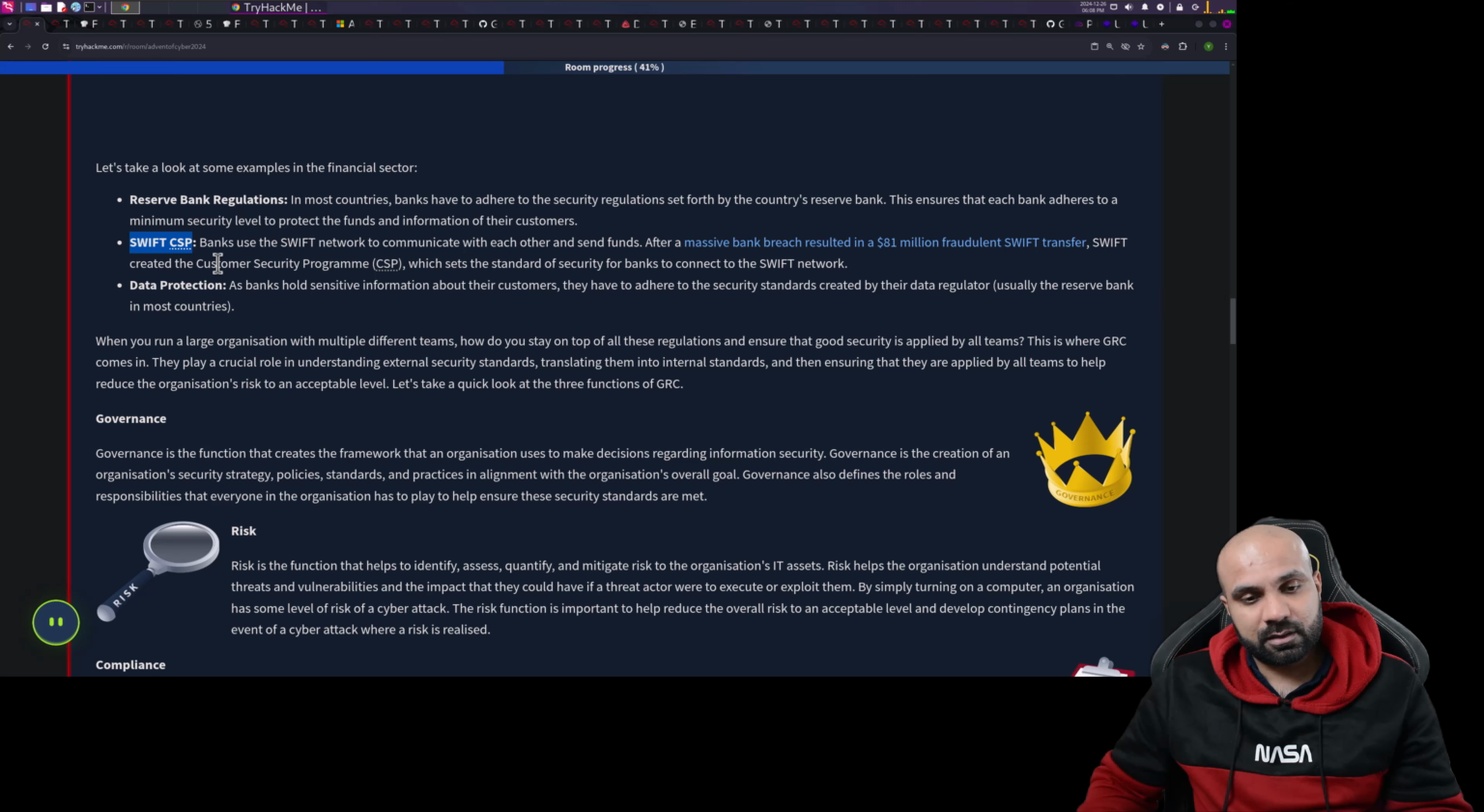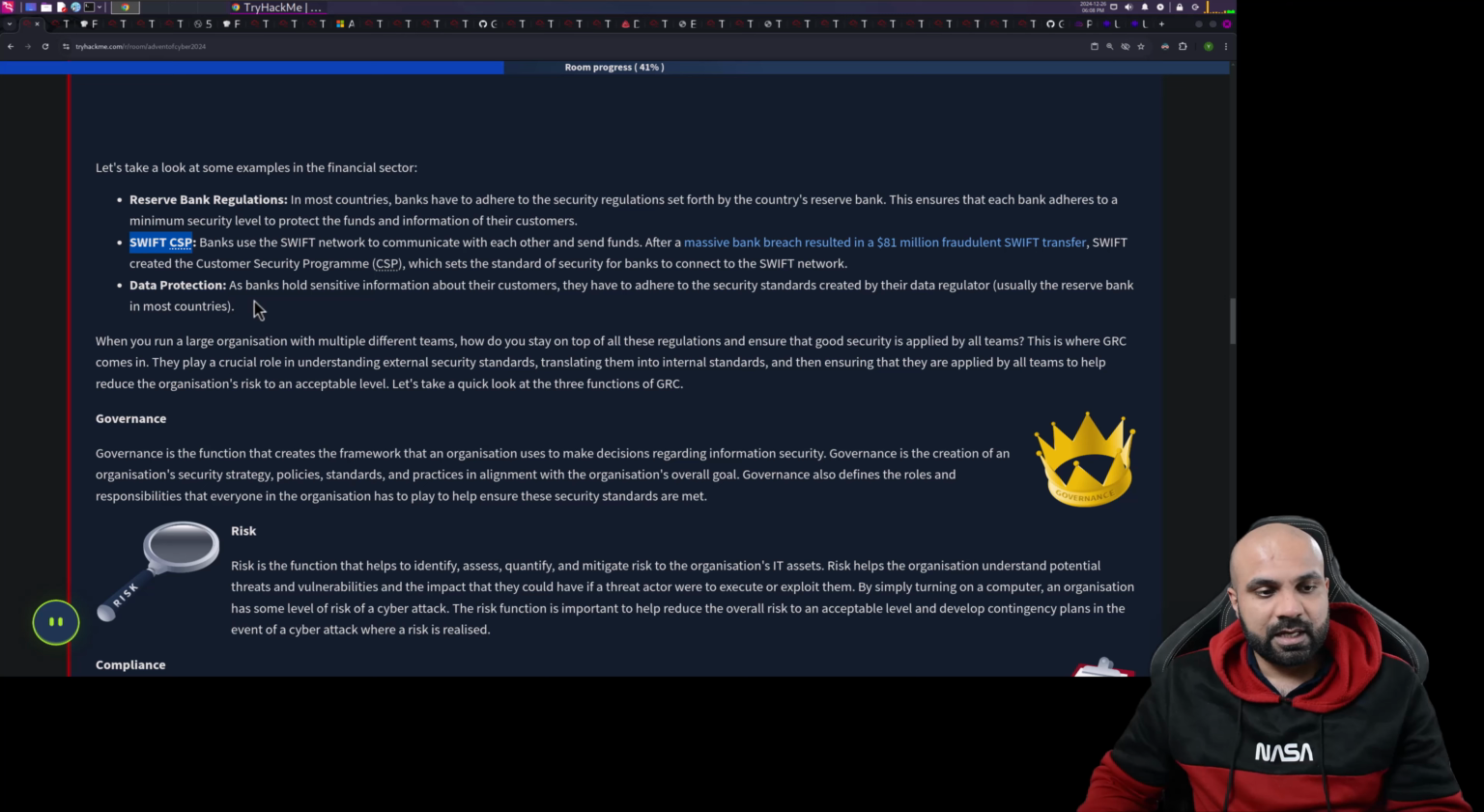Okay, so we have SWIFT CSP, and now we know that BRICS, which are 5 countries, are trying to create their own network to process bank transactions. Okay, so there may be 2 networks at the same time, but right now everybody is going to this SWIFT network.